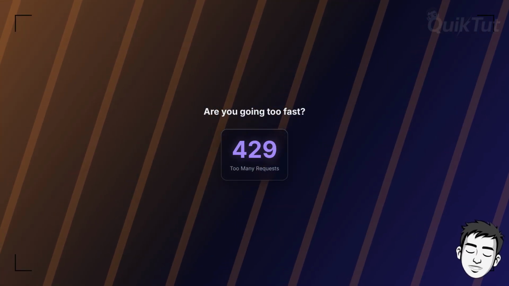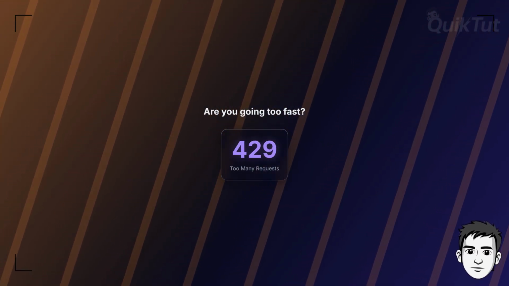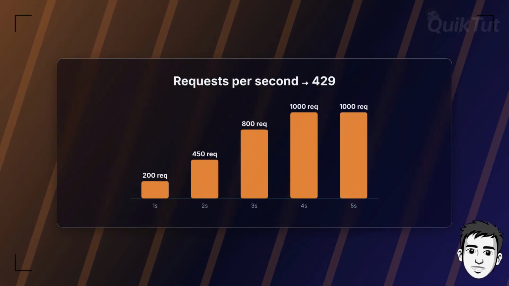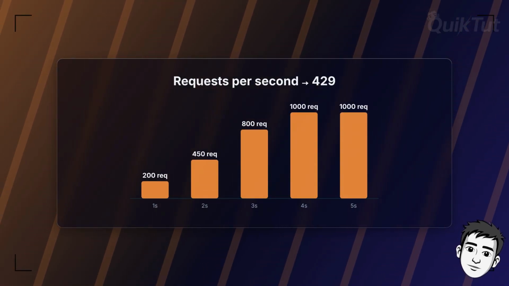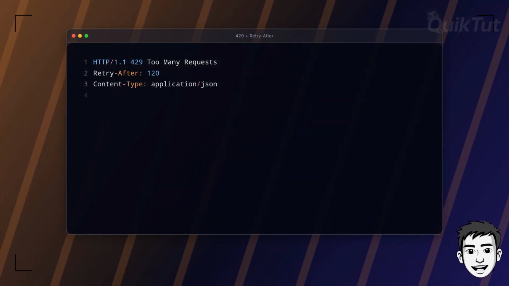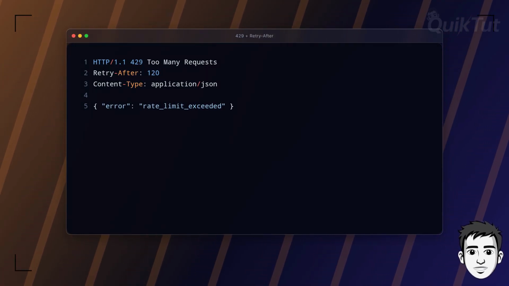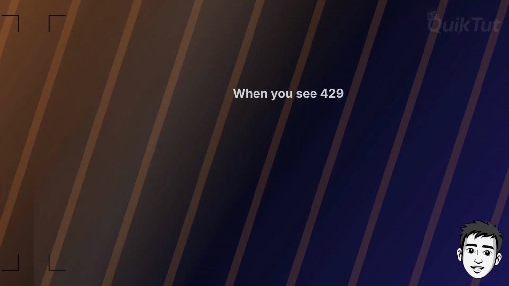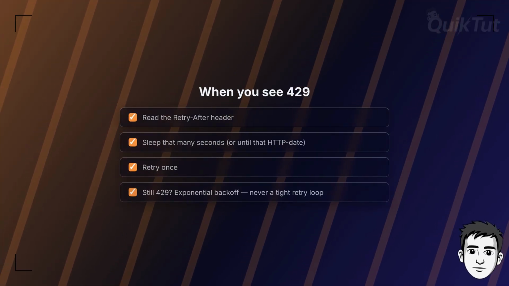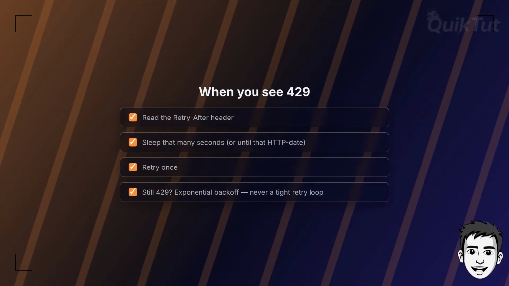429 is the rate limit code asking, are you going too fast? Hammer an endpoint 1,000 times a second, and you'll see this one fast. A spec-compliant 429 comes back with a Retry-After header, either a number of seconds or an HTTP date. Read it, wait, then try again, and don't retry loop without exponential backoff.